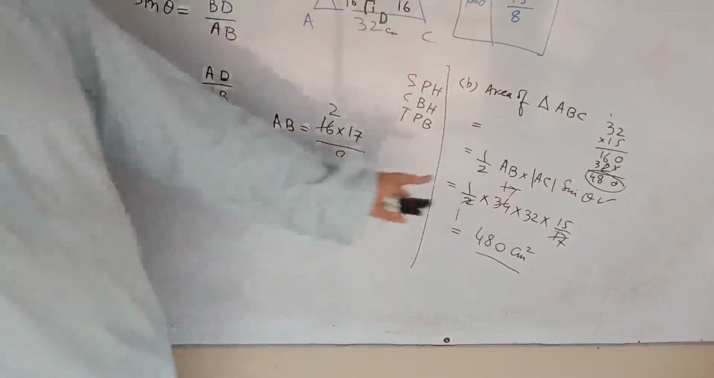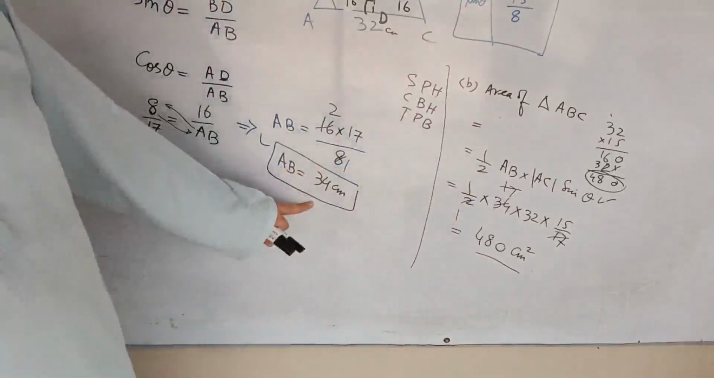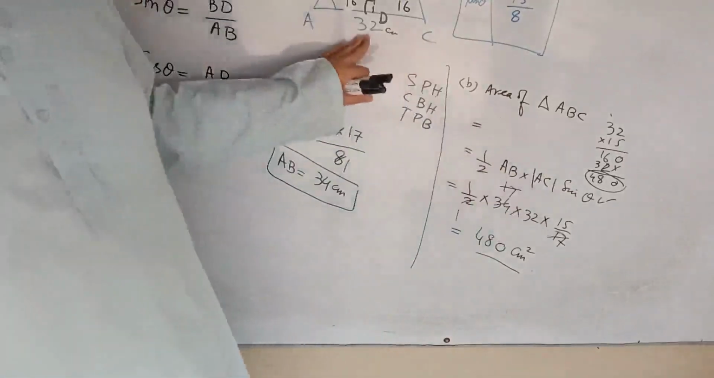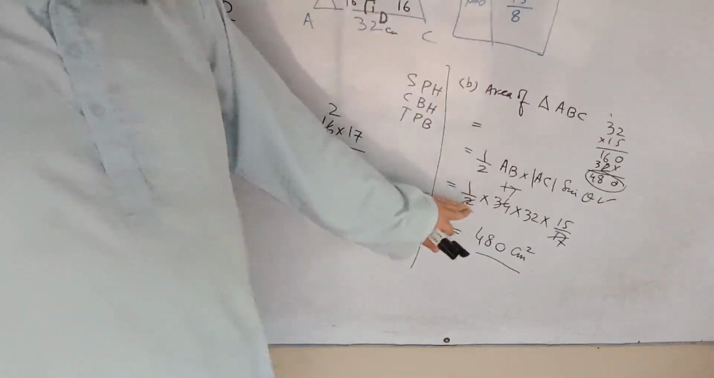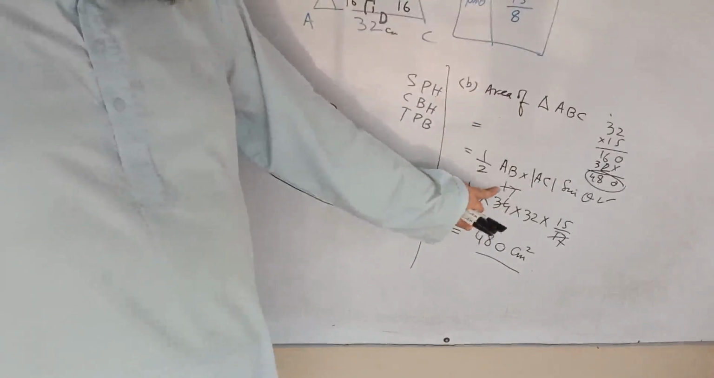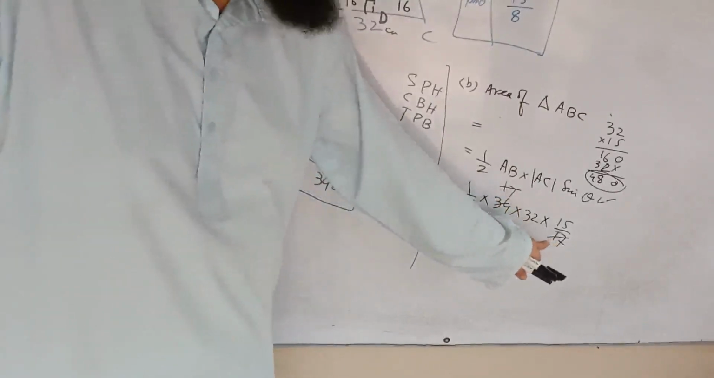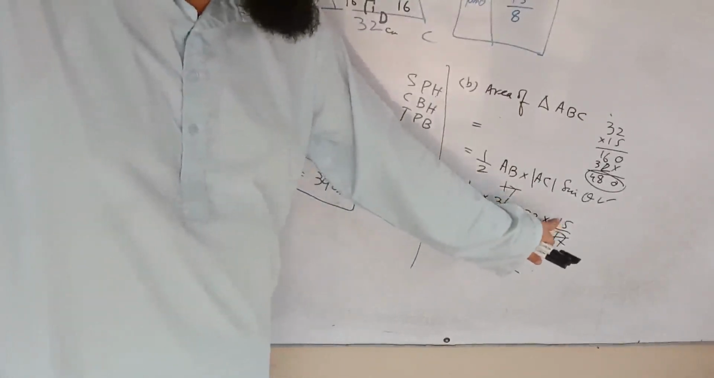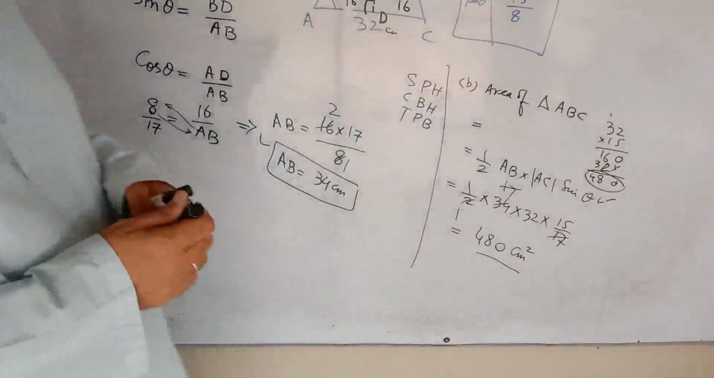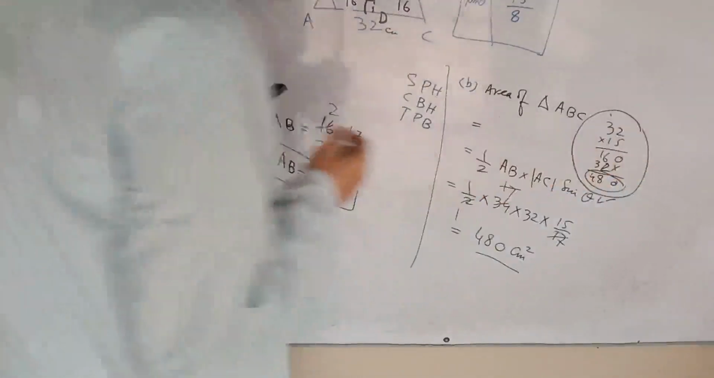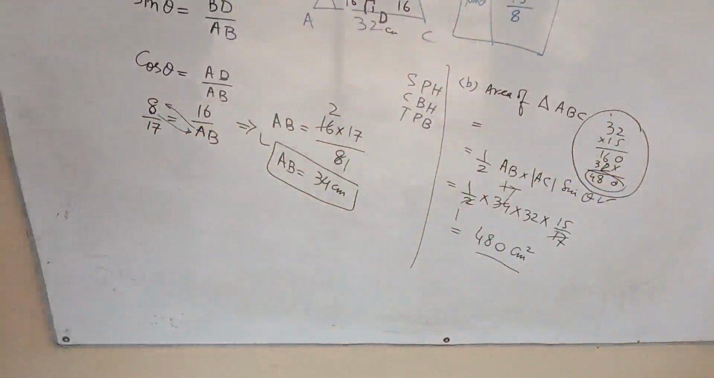Here AB is given as 34, we just calculated. AC is given to be 32 and sine theta is 15/17. Put all values there. Simplify. 2 17s are 34, 17 cancelled with 17. So we have to multiply 15 with 32. When we multiply 15 with 32, we get 480. So area of the triangle is 480 centimeters square.